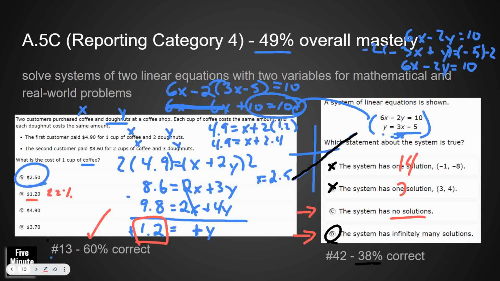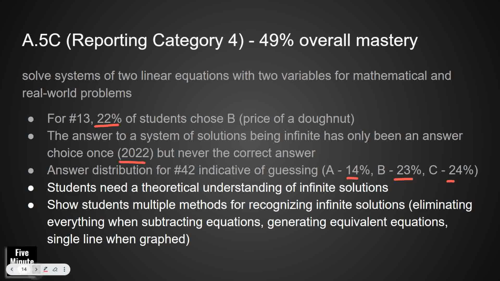14, 23, 24, 38. That means we have a whole lot of guessing. There were a few students that actually knew what this was, but there's a big chunk of students in D that got it right, and they don't know it. They just guessed correctly. So when you see answer distributions around 24%, you know there's a lot of guessing going on. So we definitely need a theoretical understanding of infinite solutions.